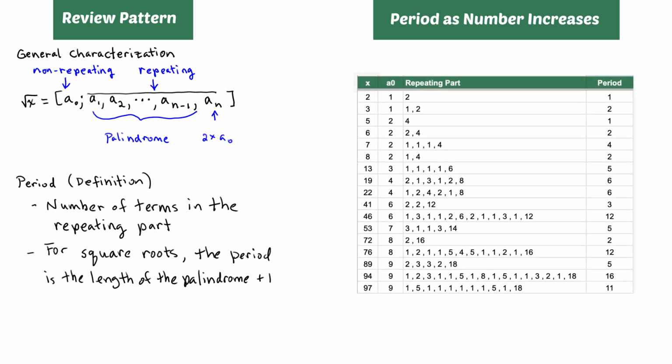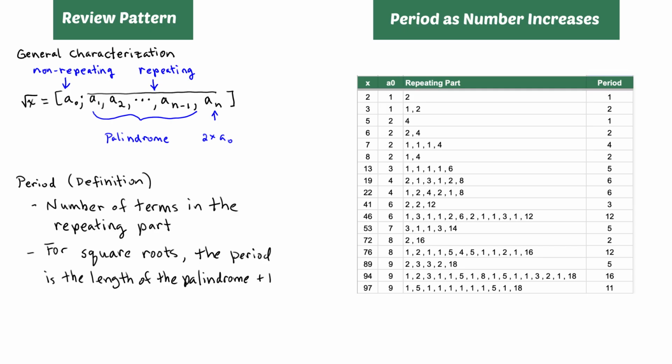The table has x in the first column and the expansion of the square root of x in the next two columns. This column has a0, the single non-repeating term, and this column has the repeating part. The last column has the period. As we just mentioned, the period is the number of terms in the repeating part.